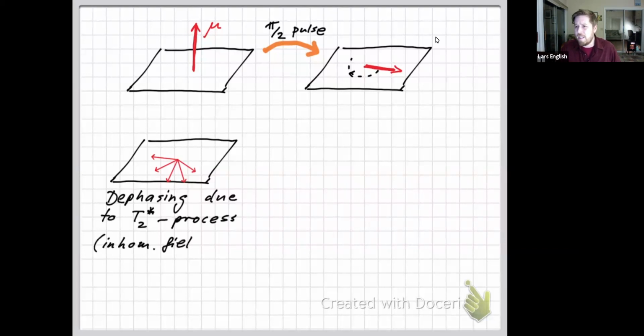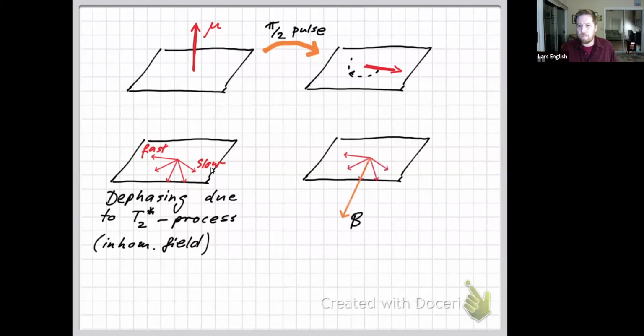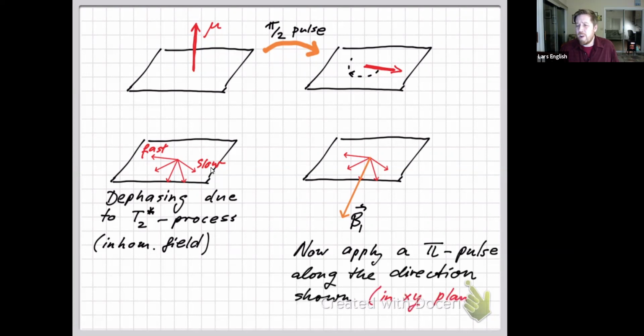And so we call that the T2 star process. Remember, that is because the field is not perfectly homogeneous. Okay, and so we have some of the fast ones getting ahead and the slow ones falling behind the pack, if you will. Okay, so the signal then starts decaying away experimentally. What can we do to reverse that?